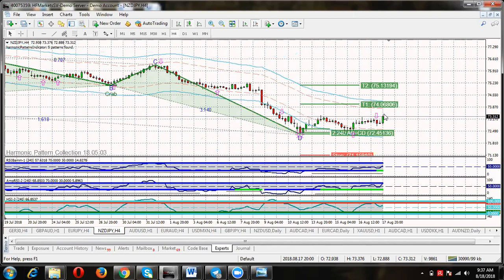I recommend you have 1 or 2 pairs you follow consistently, and then you can make use of the Harmonic scanner to check maybe another good setup that you can take for the day to make up your 50 pips for that day.